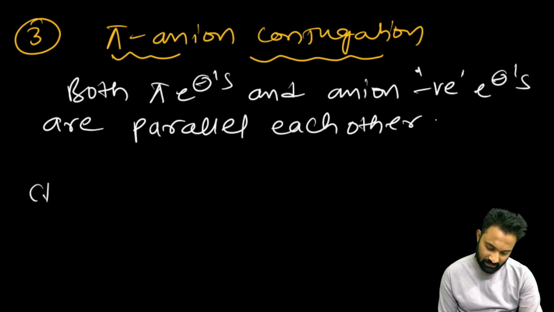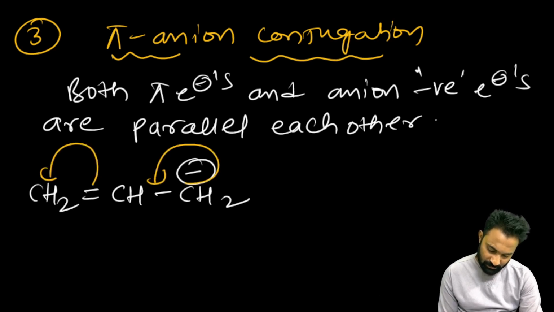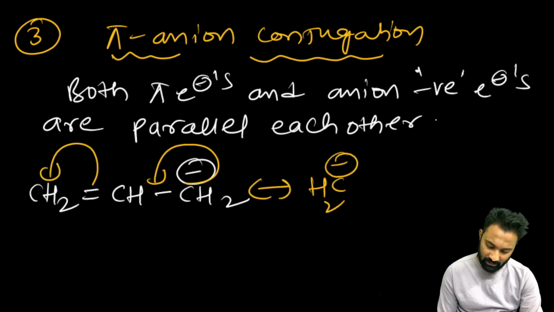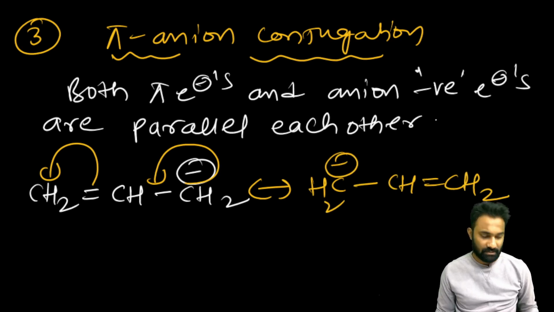Now we'll see. Here this is CH2 double bond CH, and here the CH2 has the negative charge. This negative charge will be delocalized here, and this pi bond will be shifted towards this carbon. Then this carbon will get the negative charge, and this carbon will get the double bond, and it will get the CH2. In this manner, pi and anion conjugation will happen.